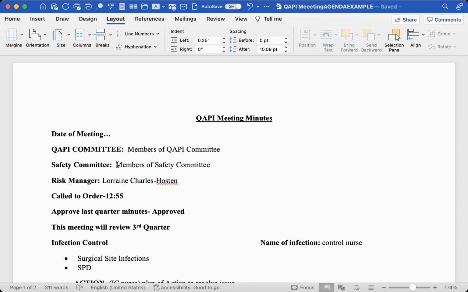There may be nurses, would also include the medical director, could include anesthesia, any member of the staff actually who wants to be a member of the patient safety committee. And of course, the risk manager, that would be myself.